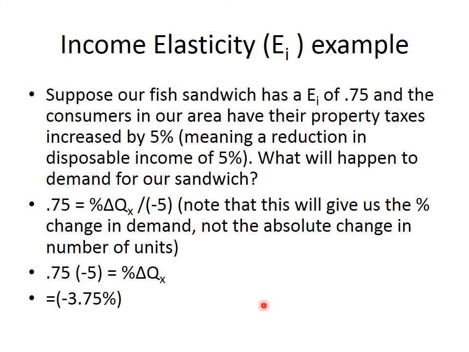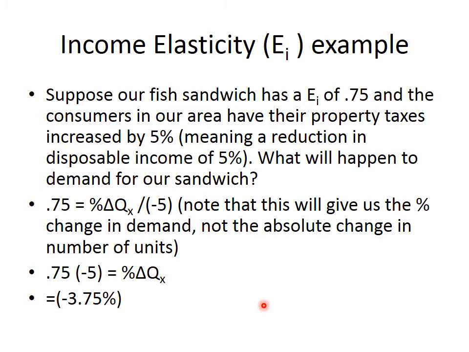Okay, now let's look at an example of income elasticity. And here we're given, let's suppose that our sandwich, our product, has an income elasticity of 0.75. And a couple of things to note here just at the onset of this. First of all, remember in Lecture 3, when we talked about income as a shifter of the demand curve, we didn't talk at all about overall value, the actual value of income. Okay, we're not interested in that. We're interested in changes in income.